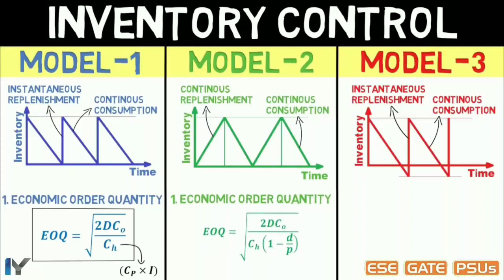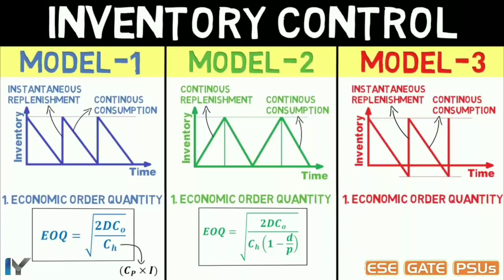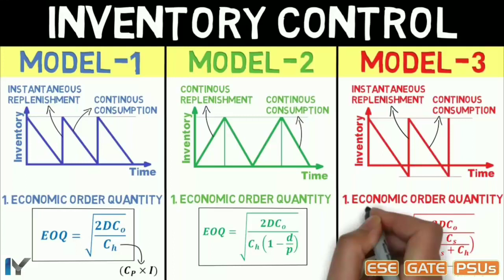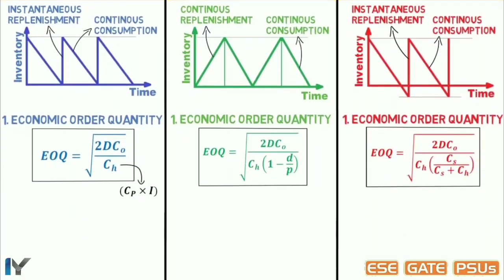For the second model, the EOQ formula will be the same, but the value of CH, holding cost, will become more precise: CH multiplied by 1 minus d by p. Here small d is demand rate per day and small p is production rate per day. For the third model, again the formula will be the same, except for CH, the holding cost. Here we have to consider shortage cost also. In most books you will find this bracket in the numerator part but in a reciprocal way, so don't worry, both formulas are the same, but this is easier to remember according to the changes in holding cost only.